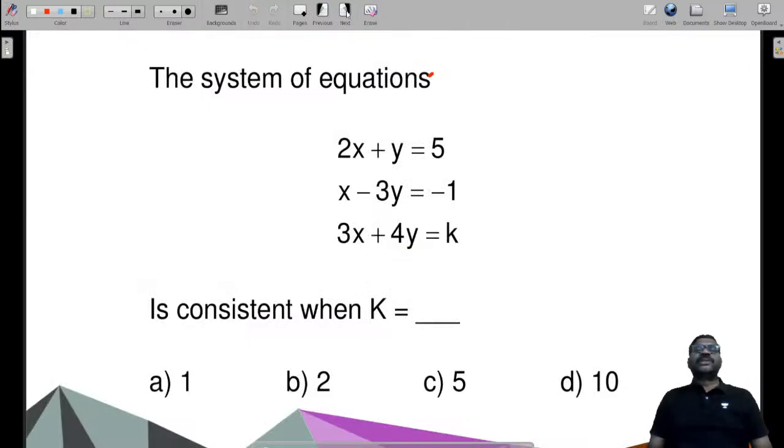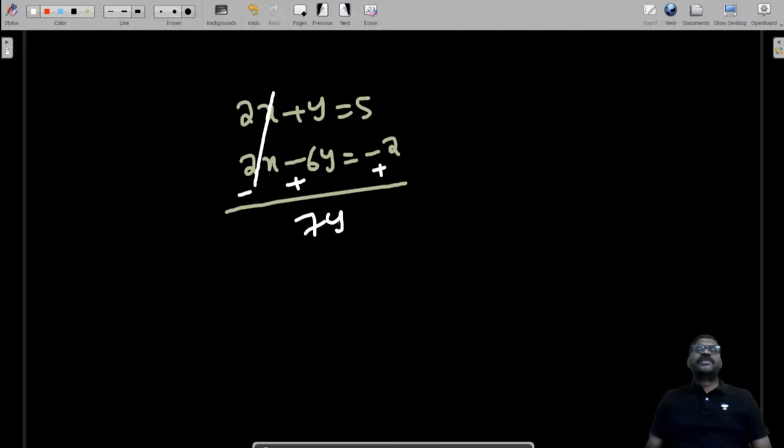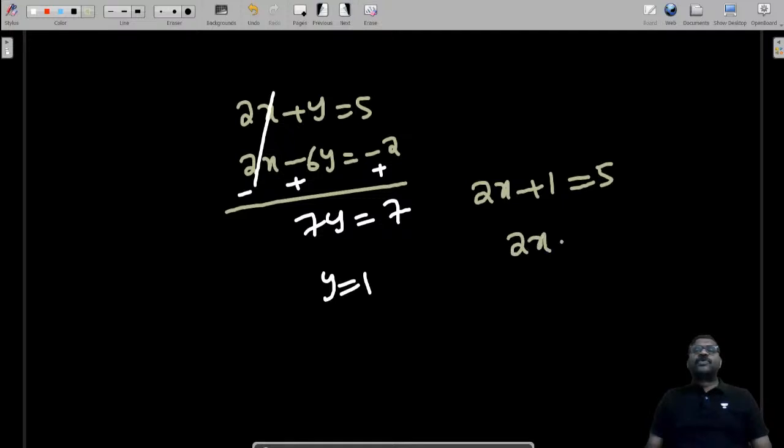Now 2x plus y equal to 5. Another one, x minus 3y equal to minus 1, multiply with 2: 2x minus 6y equal to minus 2. Now subtract. Plus 2x minus 2x cancel. 7y equal to 7. y equal to 1. The value of y is 1. Now substituting y equal to 1 here, 2x plus 1 equal to 5, 2x equal to 4, x is equal to 2. The value of x is 2. So x value 2, y value 1.